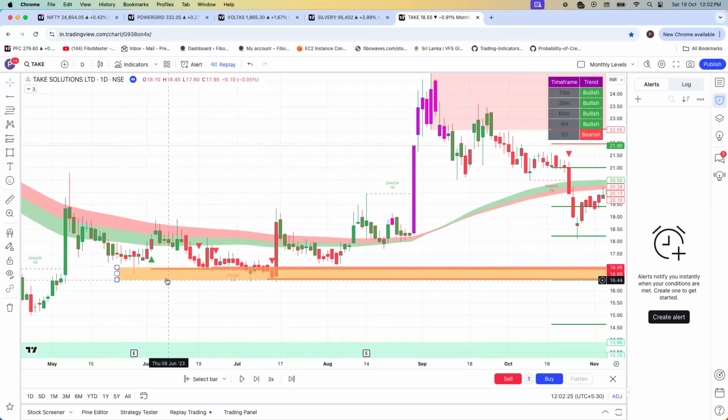Okay, all you need to do is mark this zone like this, take the reversal FIBO, do it, to get the targets. Am I done?